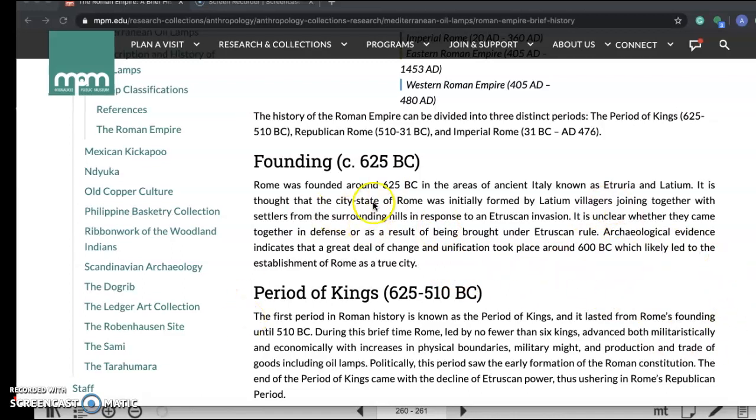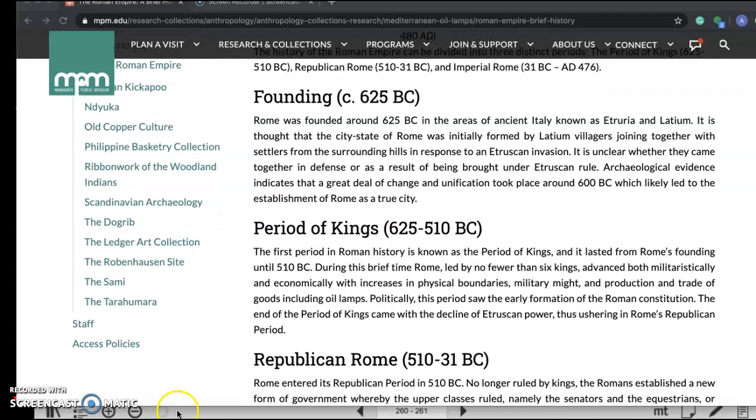Okay. So Rome was founded around 625 BC in the areas of ancient Italy known as Etruria and Latium. It is thought that the city-state of Rome was initially formed by Latium villagers joining together with settlers from surrounding hills in response to Etruscan invasion. It is unclear whether they came together in defense or as a result of being brought under Etruscan rule. Archaeological evidence indicates that a great deal of change and unification took place around 600 BC, which likely led to the establishment of Rome as a true city.